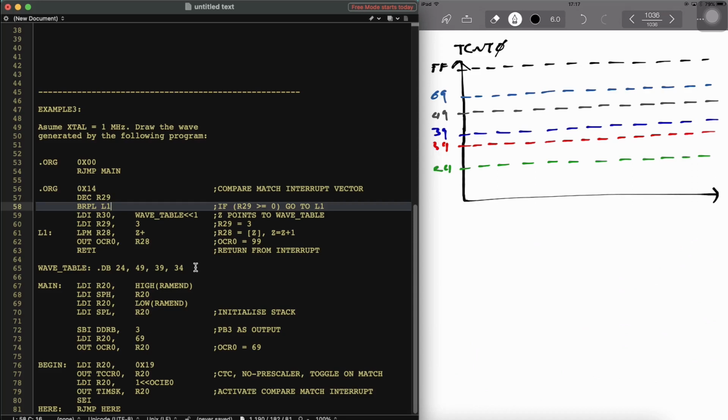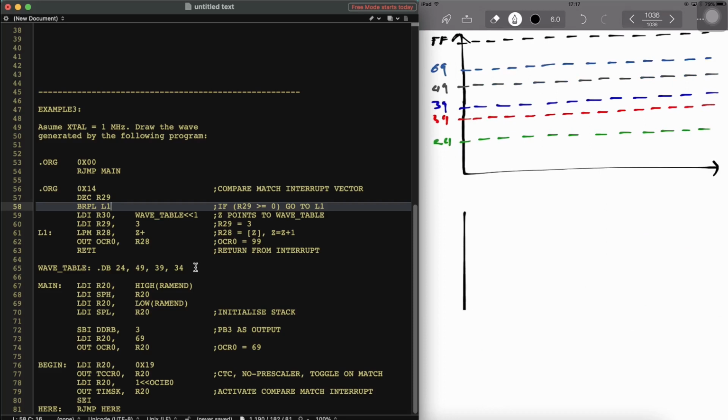Okay, on the other side, we have got the OC0 pin, and that's going to be 1 and 0. Right, so let's start. It will start with 69. So the first value has to reach 69. So this is the 0 point, which means we have to reach 69 first. And then we have to roll down because it's in CTC mode. When it reaches 69, it will go down. And then the first value in the table is 24, so we have to jump to 24.